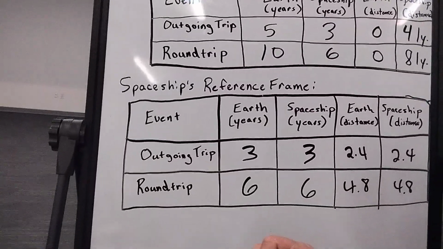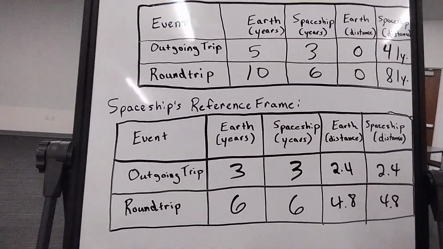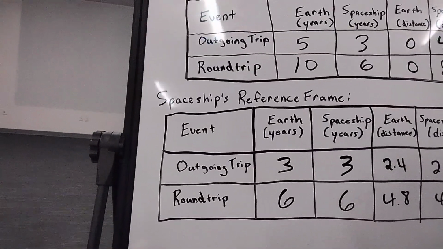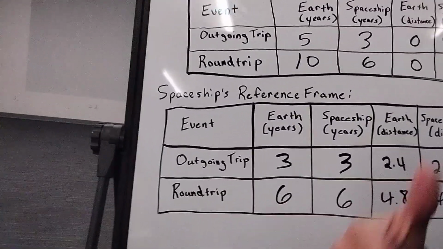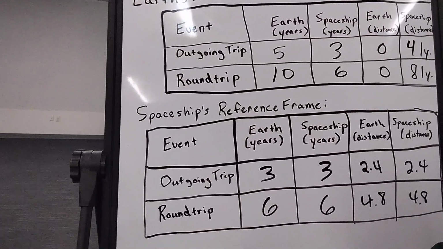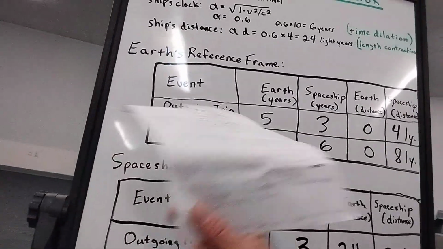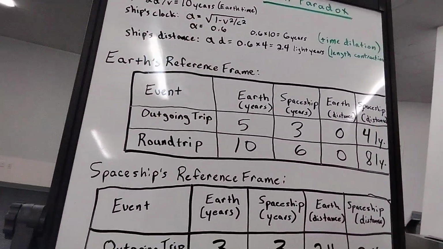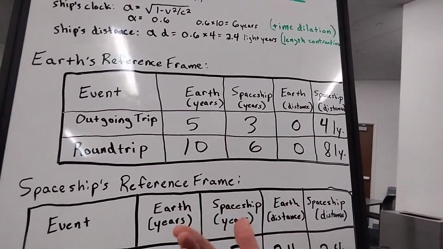From the spaceship's reference frame, the Earth moved at a velocity of 0.8 c. This is measured from the spaceship's reference frame, so this is from B's reference frame. Therefore, the total elapsed time on A's clock from B's reference frame is given by this formula. Well, I'll show you the formula. The distance divided by velocity equals, so that's the formula.